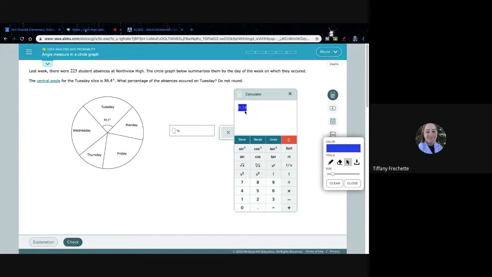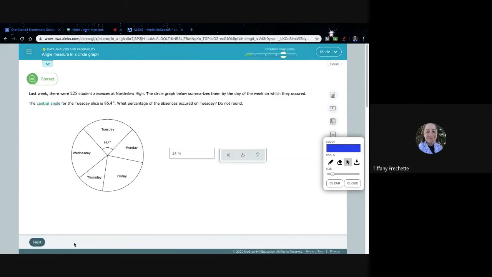So we don't want to type in 0.24. We want to make sure we move that decimal place 2 points over, so we have 24%. And then we're going to check it. All right, that's what we want.